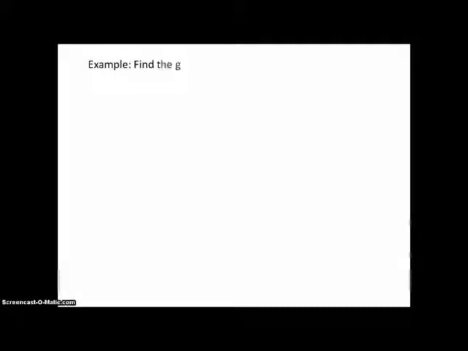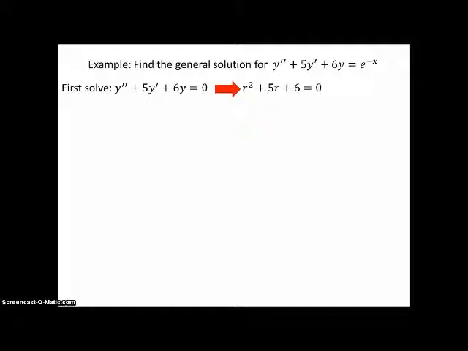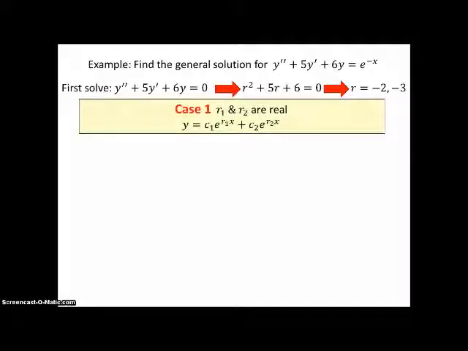Okay, next example. Find the general solution for y'' + 5y' + 6y = e^(-x). All right, so again, we first solve the homogeneous equation using our strategy of using r squared and r. That one factors into (r + 2)(r + 3), so we get two real solutions. That's case 1.